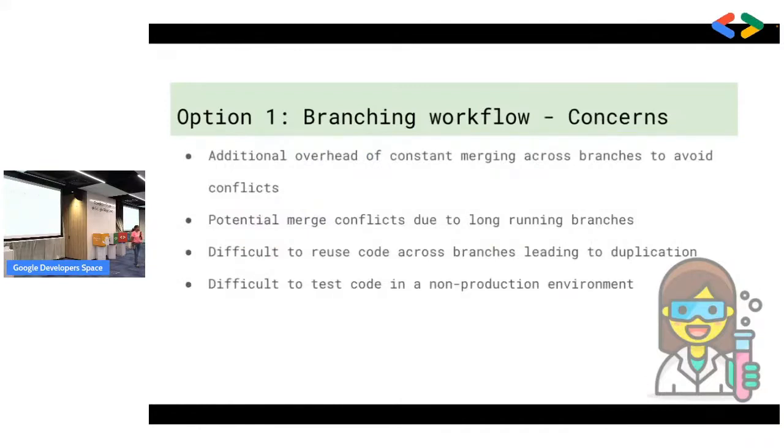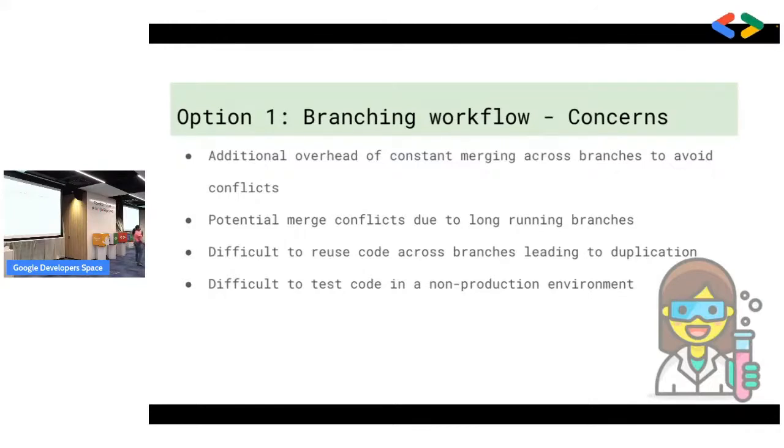And then there were a few concerns as well when it came to the branching workflow, because there is that additional overhead of constant merging across branches. Like when every time you push new code, your master has to be up to date, your release has to be up to date, your develop has to be up to date, and you have to know exactly how to merge things back and forth. And new changes are coming in all the time. So it gets quite complicated, and that adds an overhead.